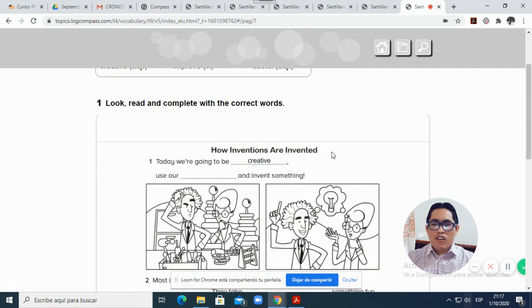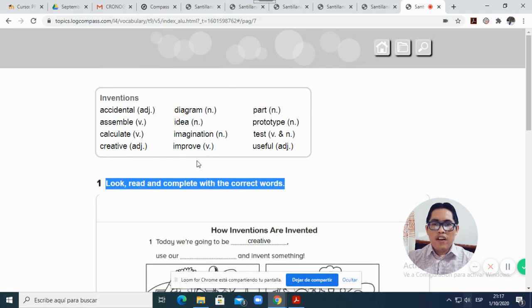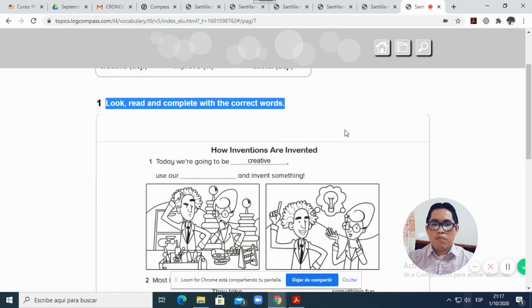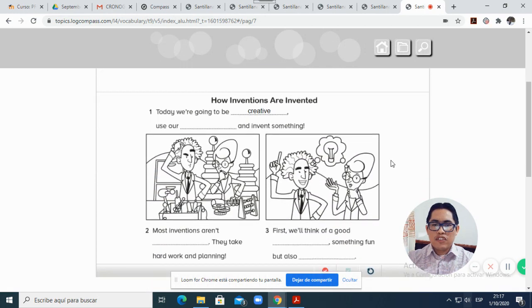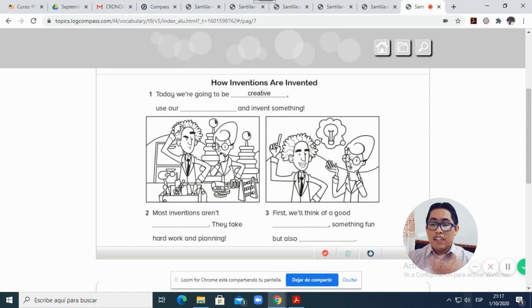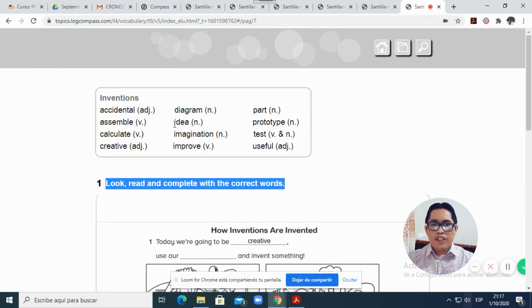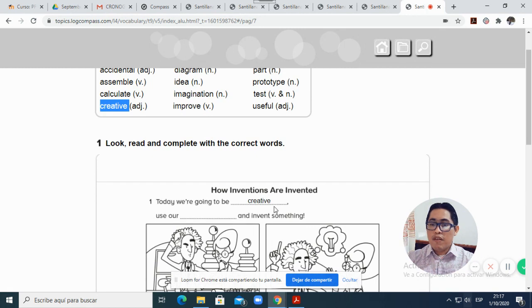Okay? Now look, the first instruction says, look, read, and complete with the correct words. So we need to use one of these invention words to complete this exercise. All the page will be completed with one word. There is an example that I did for you. Number 1 says, today we are going to be creative. You see, I am using this word here, creative, to complete the number 1.